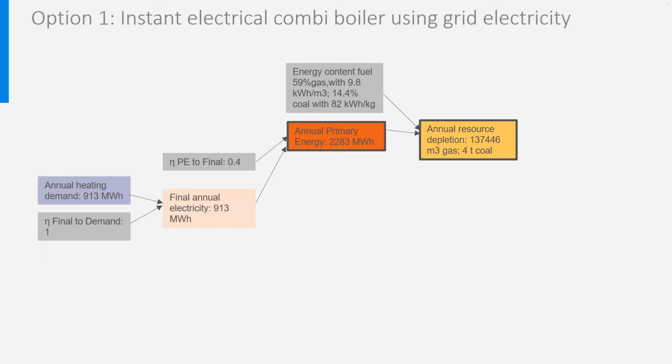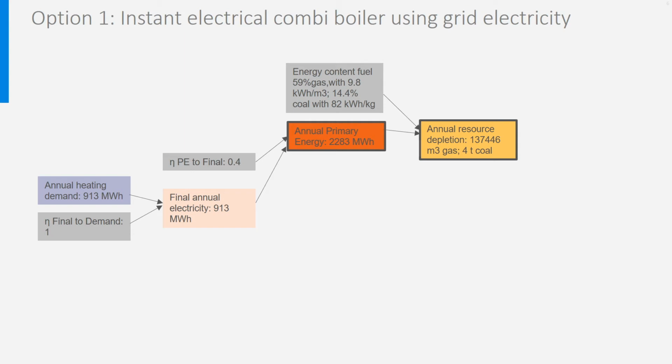59% comes from gas with a heating value of 9.8 kilowatt-hour per cubic meter, and 14% from coal with a heating value of 19.6 megajoule per kilogram, which is 5.4 kilowatt-hour per kilogram. We neglect the oil, and the remaining part is sustainably produced, and we assume the same efficiency of 0.4 for all power plants. This leads to the depletion of more than 137,000 cubic meter gas and 4 ton coal.